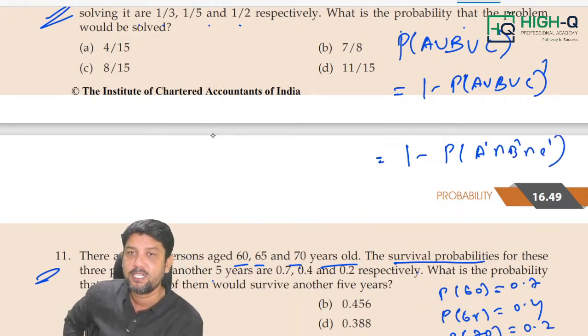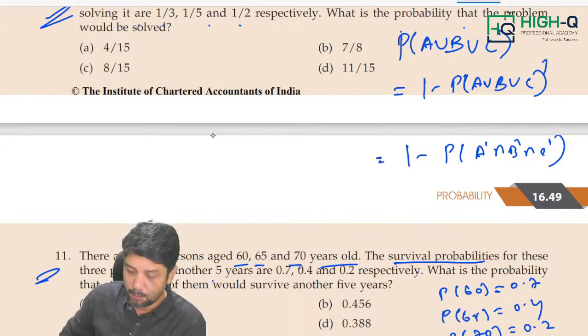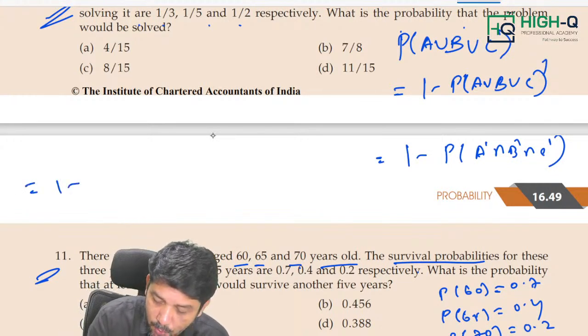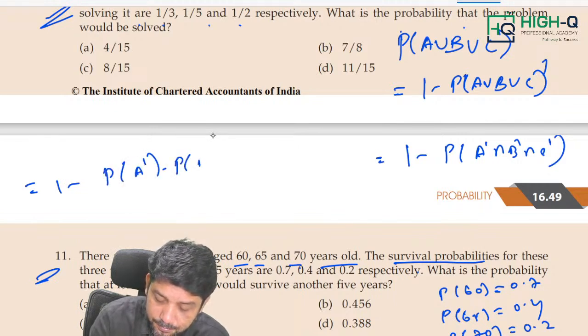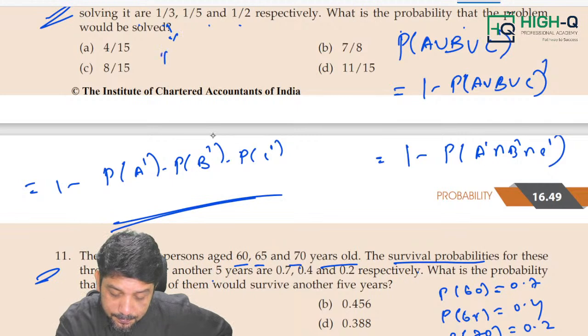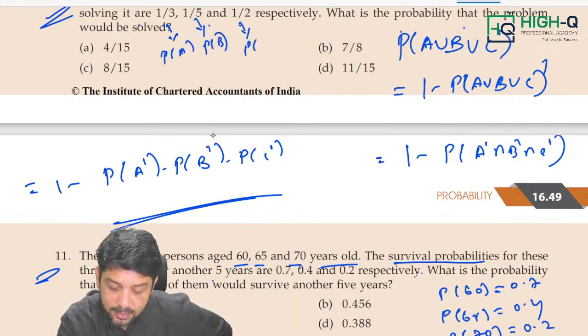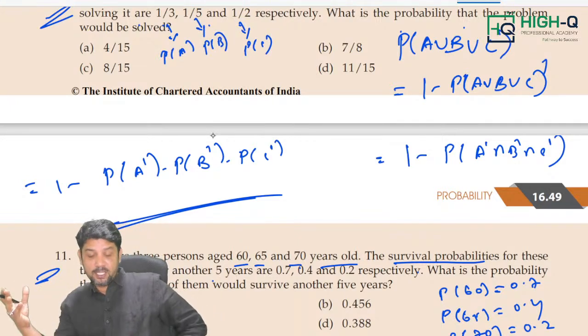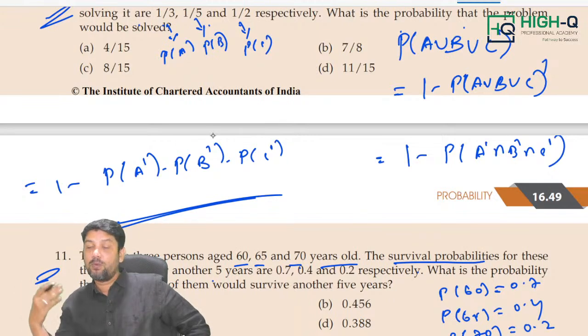By De Morgan's law, this is 1 minus P of A dash intersection B dash intersection C dash, which is P of A dash, P of B dash, P of C dash. Now P of A is given as 1 by 3, P of B is 1 by 5 and P of C is 1 by 2. So P of A dash is 1 minus 1 by 3, P of B dash is 1 minus 1 by 5, P of C dash is 1 minus 1 by 2. That's all, just substitute and you will get the answer.